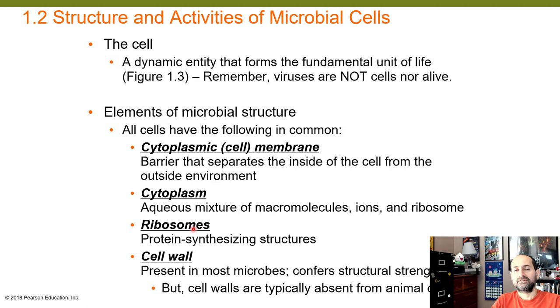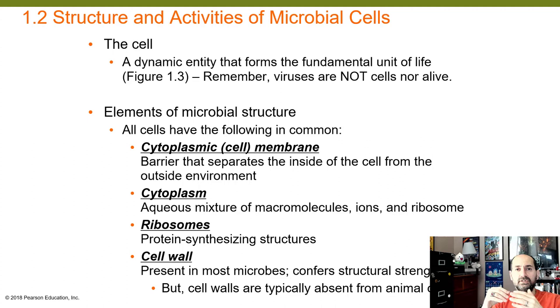And then you have a cell wall. Microorganisms tend to have a cell wall. In addition to the plasma membrane, they have an external cell wall of some sort. That does not mean all, but that means most. Most microbes have a cell wall, and that confers structural strength, and it has other functions as well. And it keeps the cell in a particular shape.